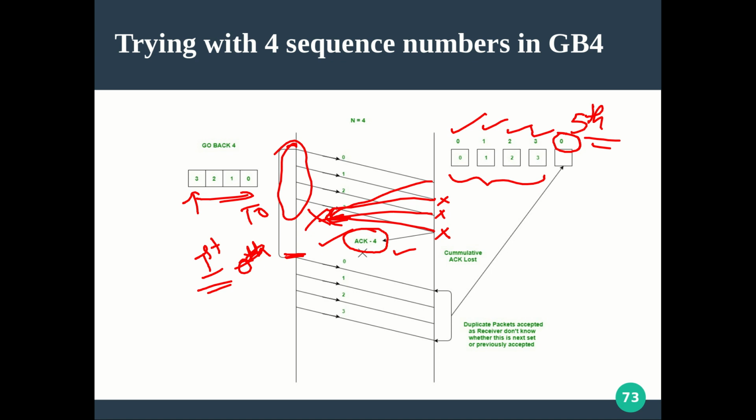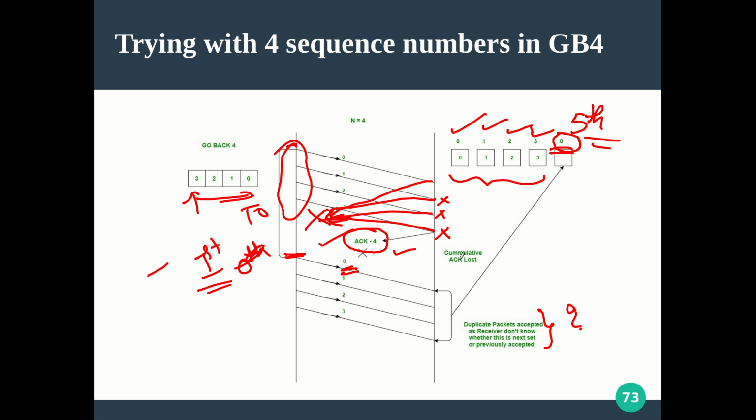Now tell me, what is the solution at this point? So the problem here is, the receiver is getting a packet with the sequence number 0, and it is waiting for 0. It will happily take it. The duplicate packets are accepted as the receiver doesn't know whether it is the next set of the protocol or the previously accepted one. So that kind of confusion is there for the receiver. So how can we resolve it?